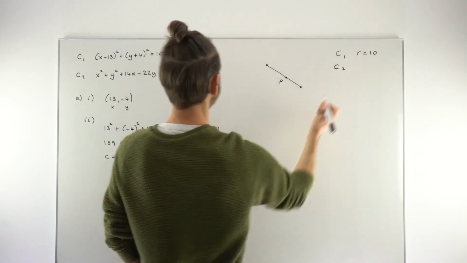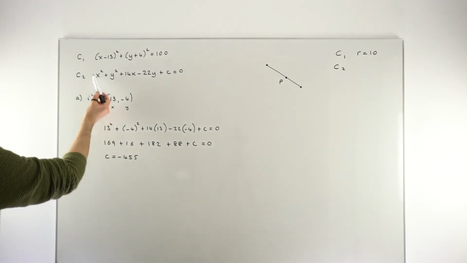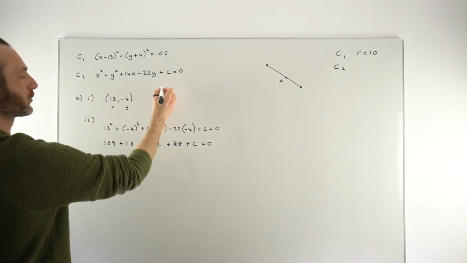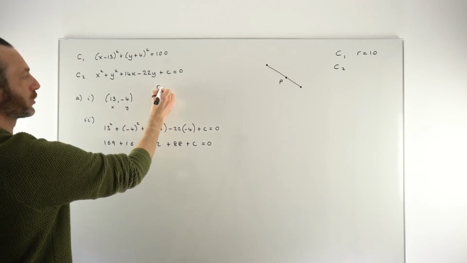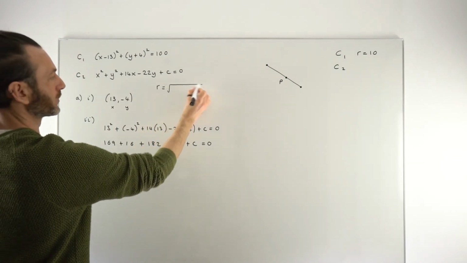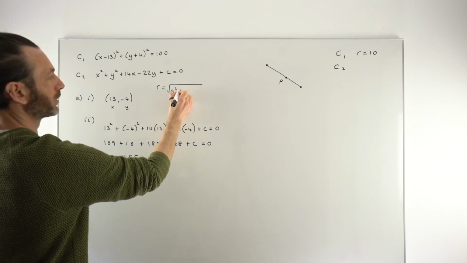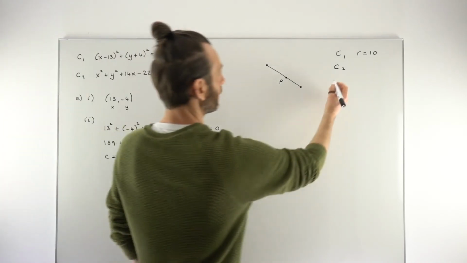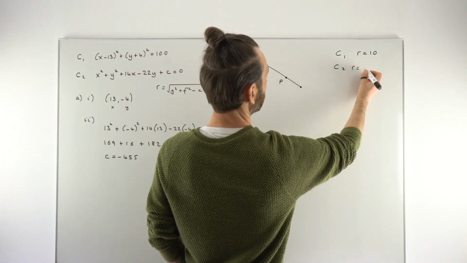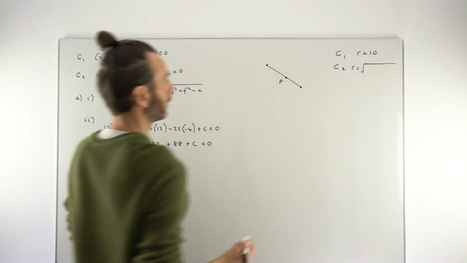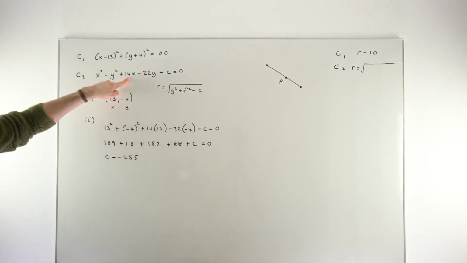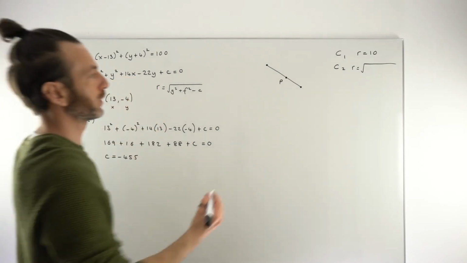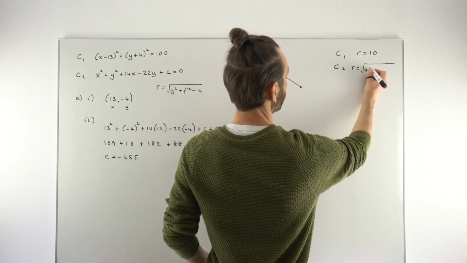For C2, we can get the radius by using the formula. So remember that the formula for the radius in that general format, according to the formula sheet, is the square root of g squared plus f squared minus c. Like I say, that's on the formula sheet. So in our case, we can get the radius by plugging into that formula. So the square root of, well, this value here is 2g. So g would be 7. So that's going to be 7 squared, otherwise known as 49.